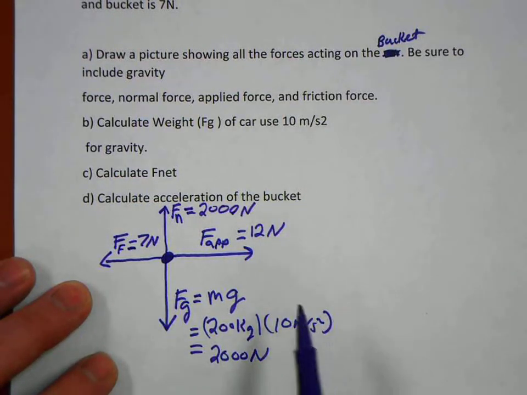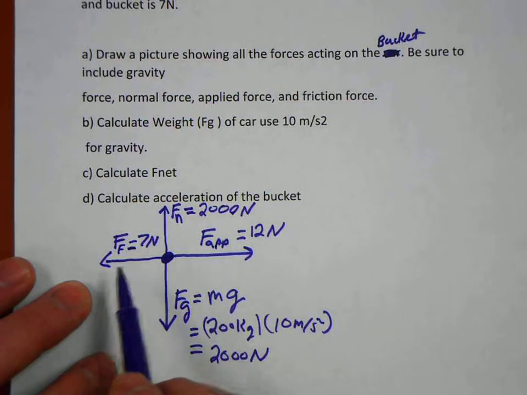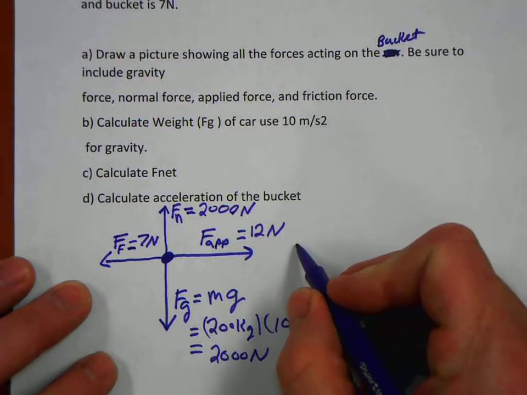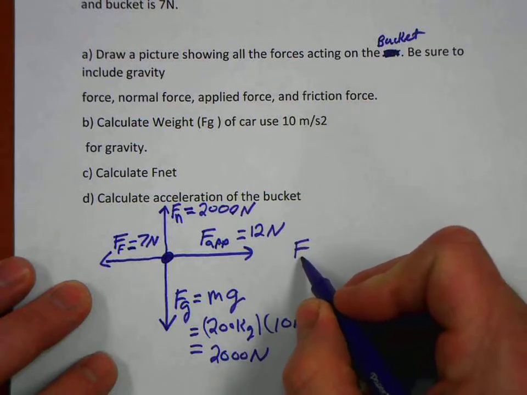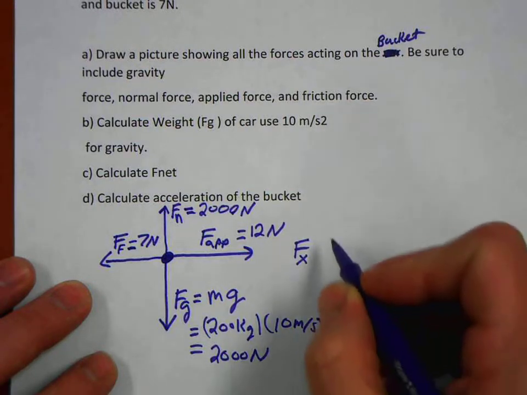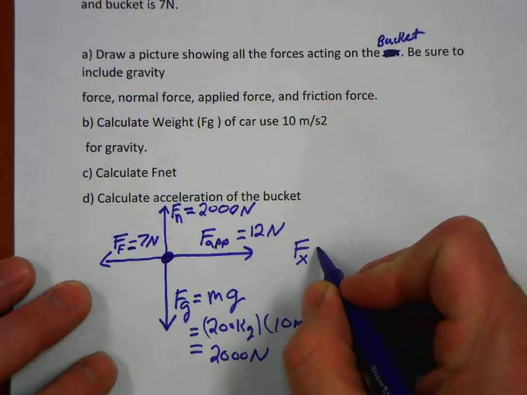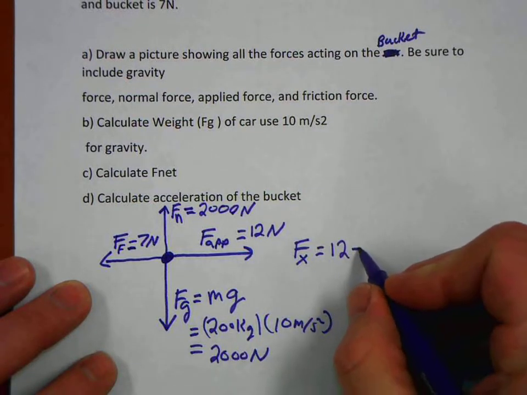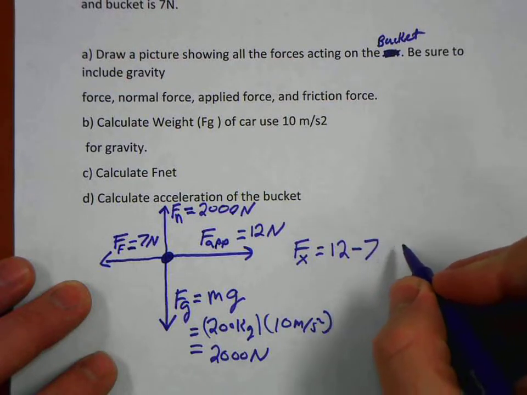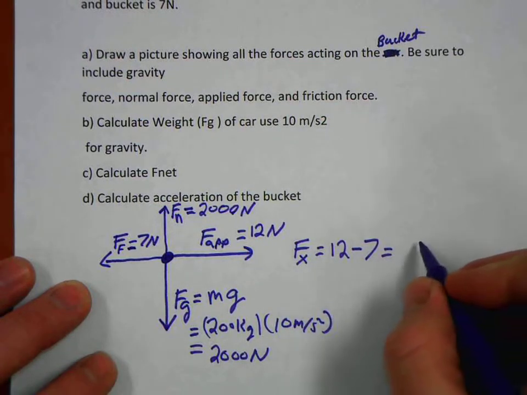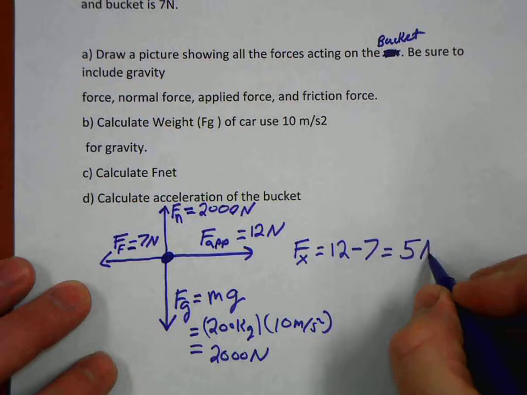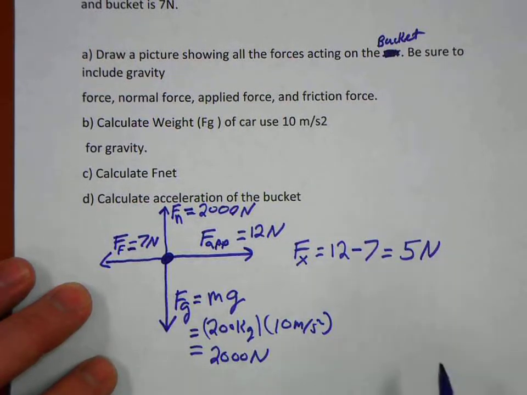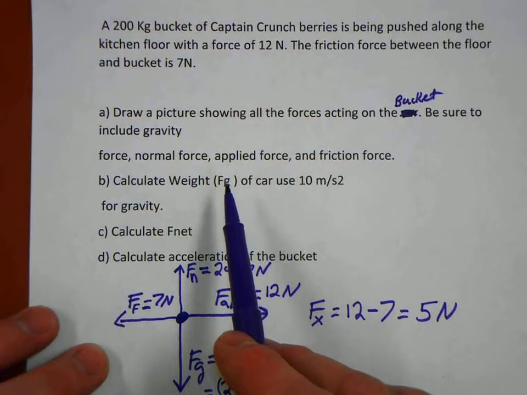Okay, now we're going to look at the forces going in the left and right direction. We'll call these the forces in the x direction, along the x-axis. We're going to have 12 newtons of applied force, and we're going to take away 7 of those because of the friction. So we're going to have a total of 5 newtons in the x direction.